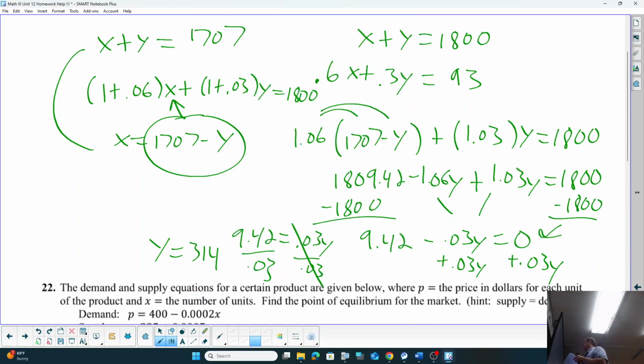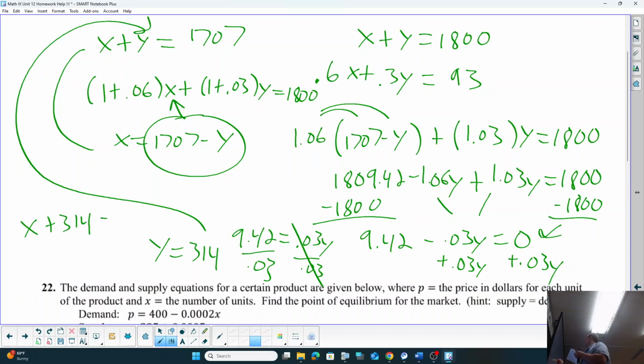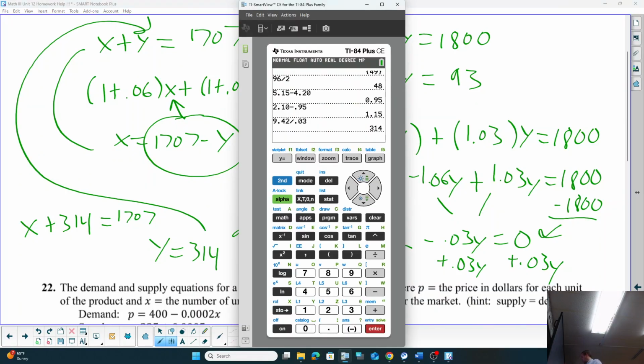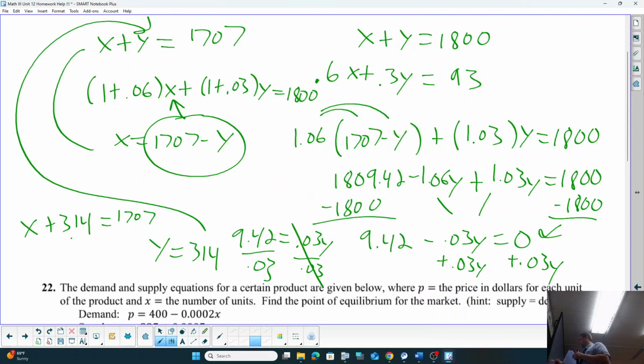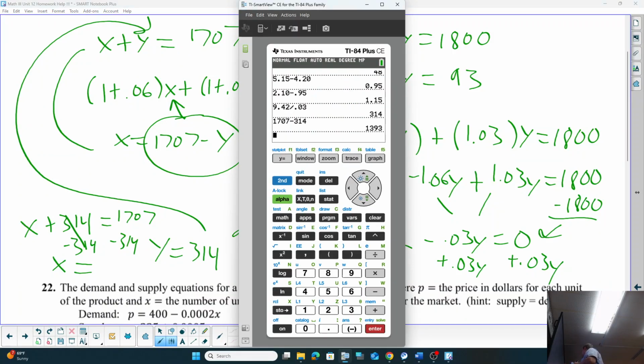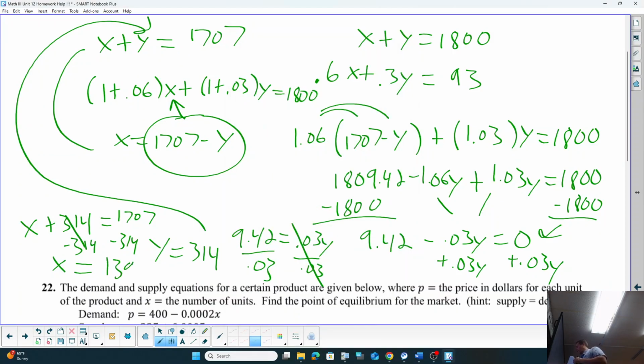Now we just plug that back in. So we're just going to plug 314 right back in there. And we get x plus 314 is equal to 1707. We minus the 314 to the other side. And we get 1393. Right, so we minus 314 to the other side. We get our x value now. So x equals 1393. Way-o, way-o. Woo! So those are our, cool. So those are our answers.